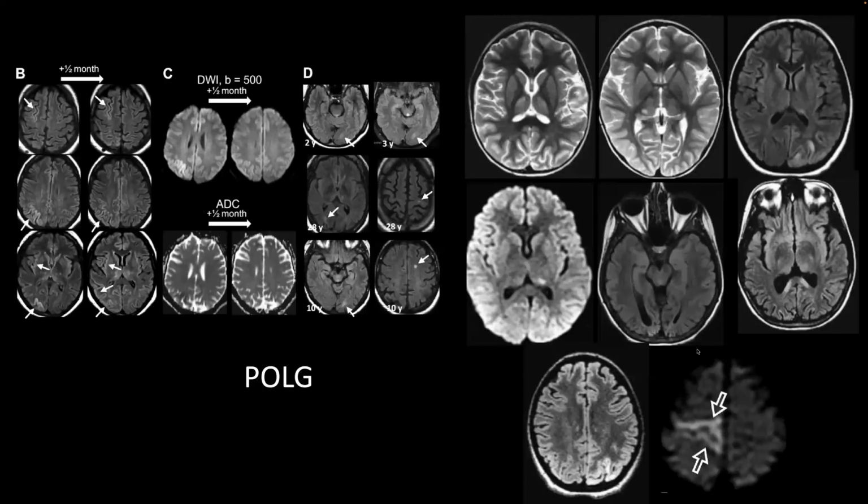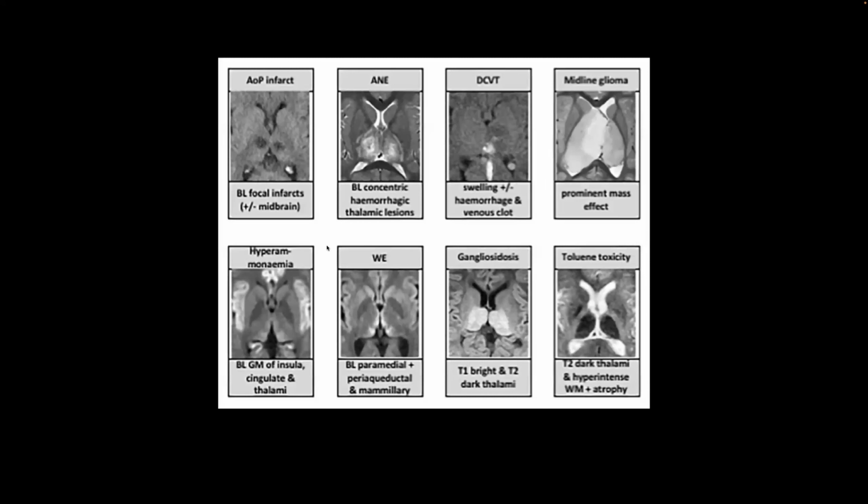The periodontic sign is also a finding which is not seen in our case, but can be seen in POLG mutations. But predominant changes are in the bilateral thalamic regions and the cortical regions, especially the occipital lobes, given the clinical picture of progressive encephalopathy and myoclonus. These were the other differentials. I think the only one we considered was viral encephalitis.